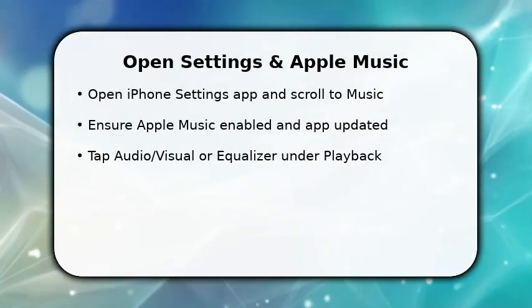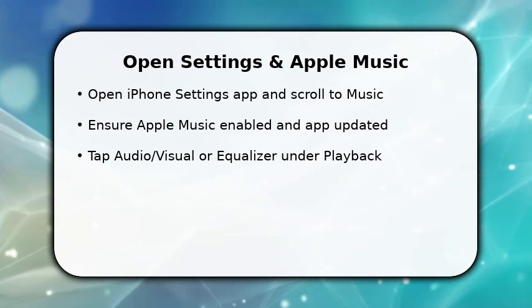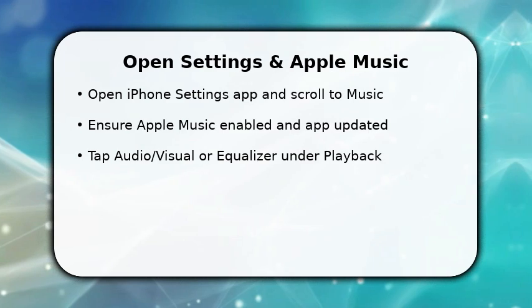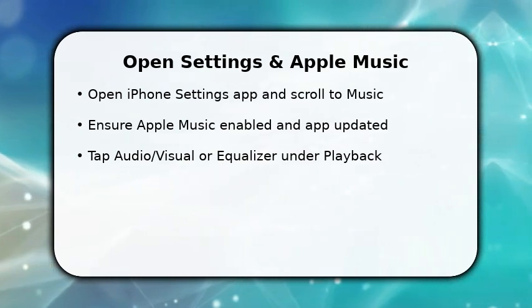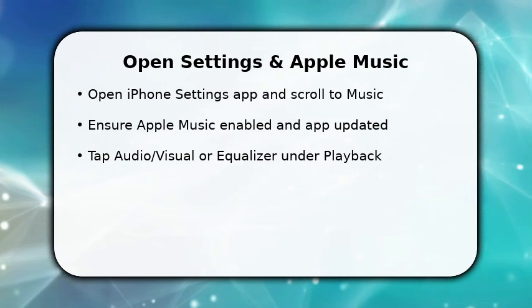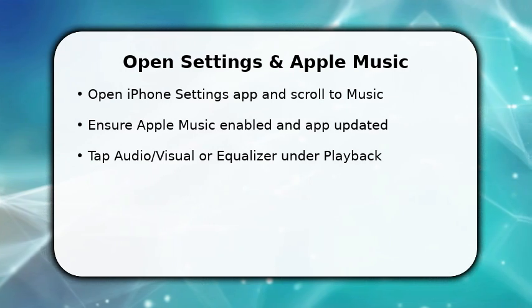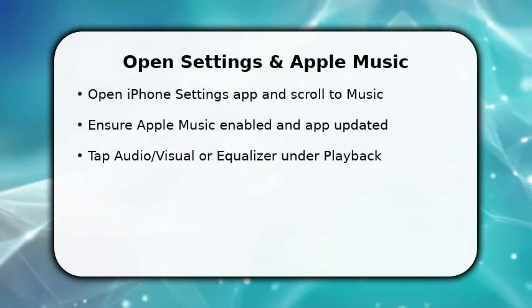You start by opening Settings and tapping Music. This gets you to System Audio Controls. Once there, make sure Apple Music is allowed and the app is updated so Equalizer options show. Tap Playback or Audio/Visual to reveal Equalizer. You do this now because the system-level EQ affects all music playback.